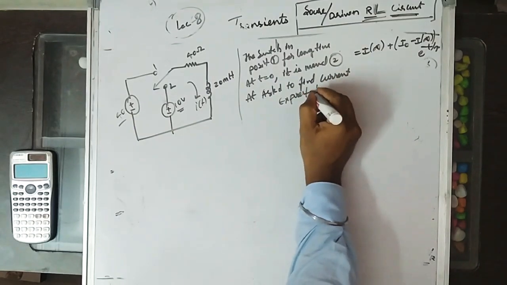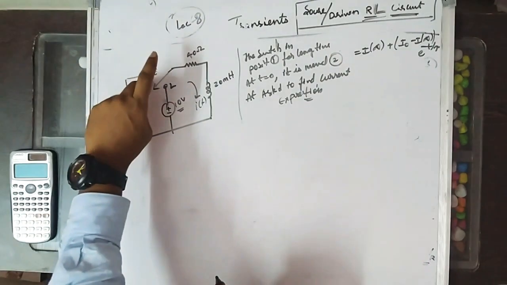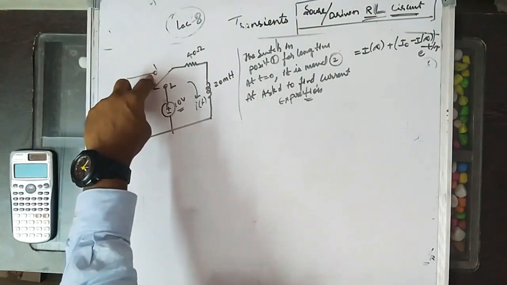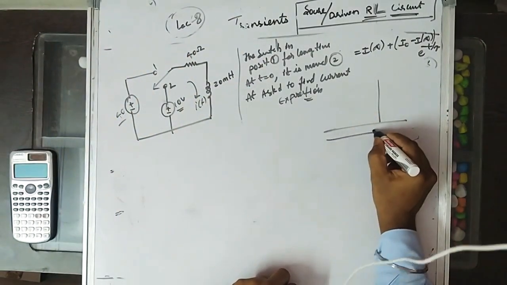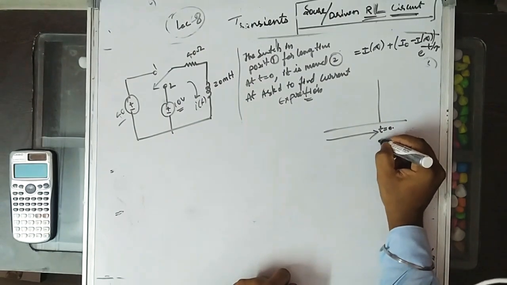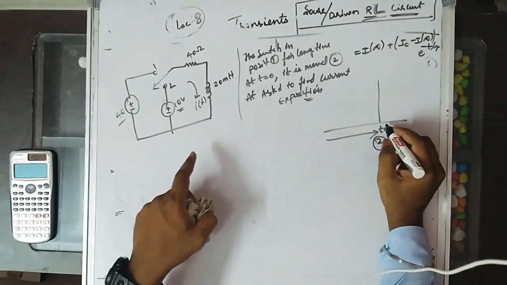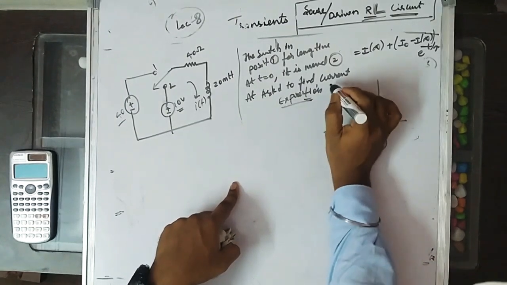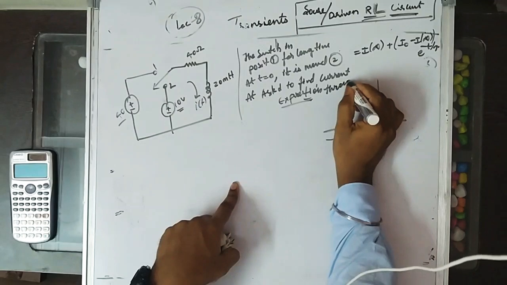Current expression. So immediately if you see the switch, the circuit is operating in switch position 1 for a long interval of time. Then at t equal to 0, switch 2 is operating. Then after it operates for a long time, you are asked to find the expression of current through the inductor.